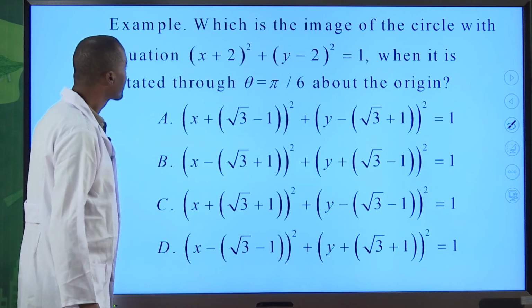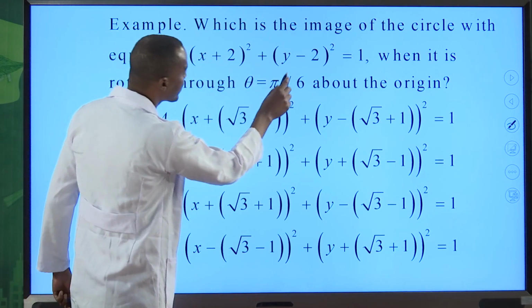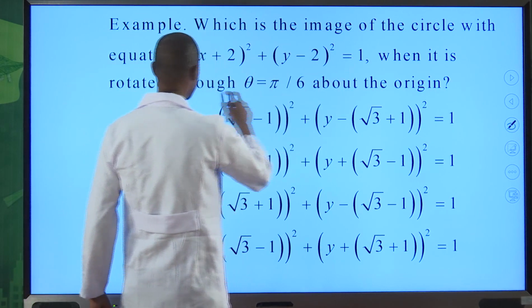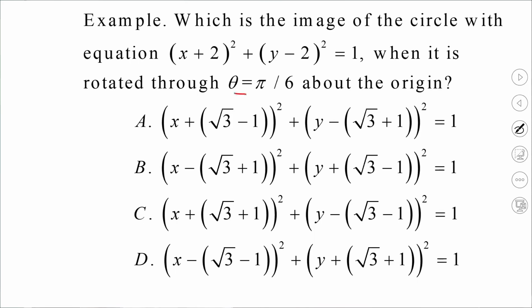Another example: which is the image of the circle with equation (x + 2) squared plus (y - 2) squared equal to 1 whenever it is rotated through theta equal to pi over 6 about the origin? So (a, b) will be simply equal to (0, 0), and these are multiple choices. You can take some time to solve this problem, and choose whether the answer is A, B, C, or D. Circle it by yourself, and then I will show you the answer after some time.